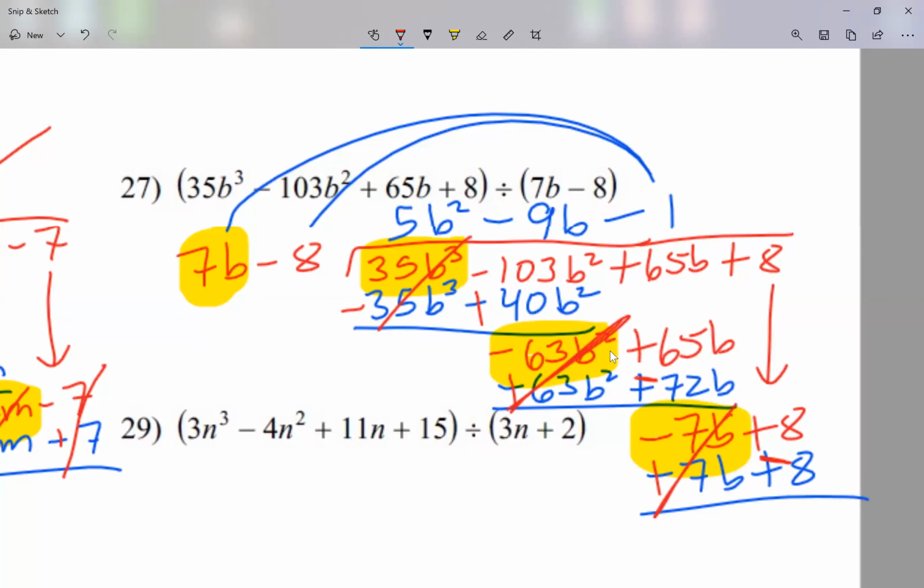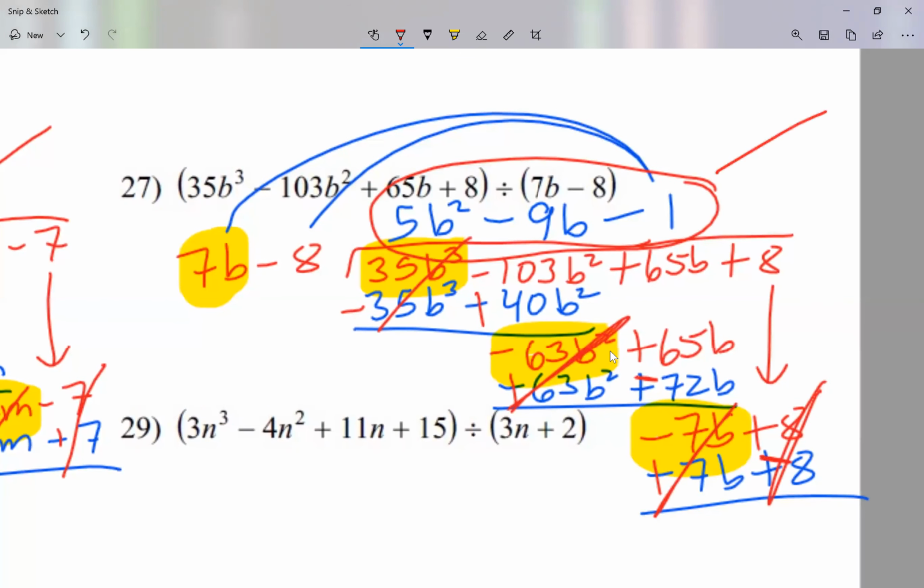So this is positive, this is negative. 7 minus 7, this cancels out. But here, positive 8 and a negative 8, this also cancels out. So I don't have a remainder. Everything cancels out at the end, which is what I was expecting. Remember 26, 27, I said no remainder. My answer will be here: 5b squared minus 9b minus 1.